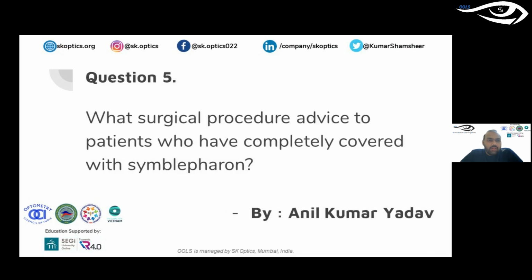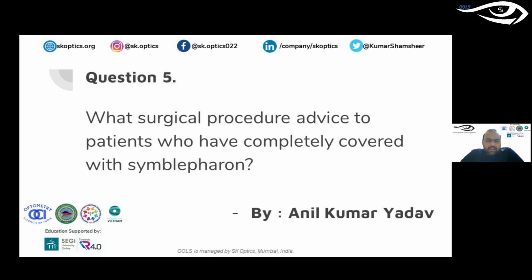Great. One last question: what do you think would be the surgical process? Again, this is more ophthalmological. Sorry, I'm taking up this question, but I'm just looking to see if you have any thoughts or any experience in seeing these kinds of patients. What surgical procedures would you think would be advised for patients who have a complete symblepharon? Have you seen such patients who may have visited for anterior segment OCTs?